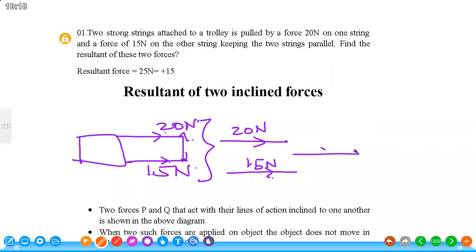So for the resultant force, what is the condition? When the forces are acting in the same direction, they should be added. So 20 Newton plus 15 Newton is equal to 35 Newton. This is the sum. Now we are going to the next one.